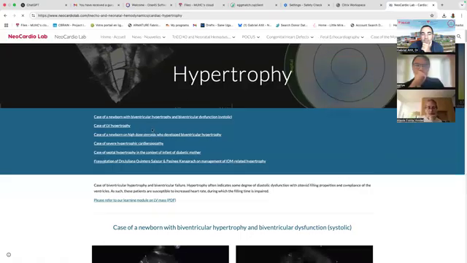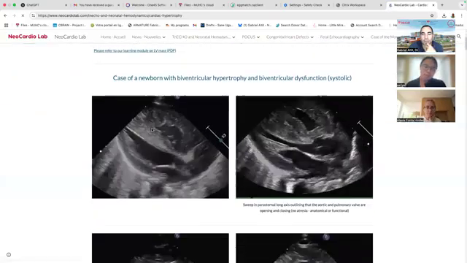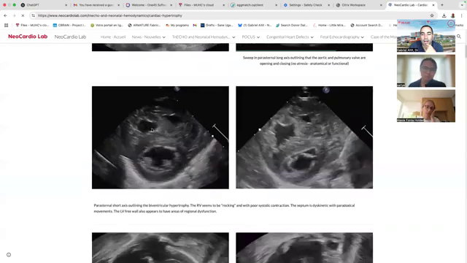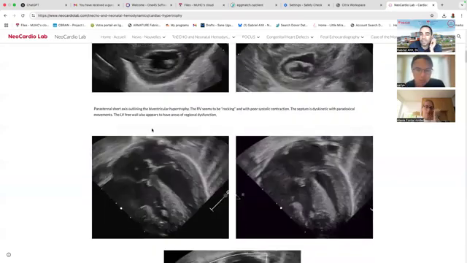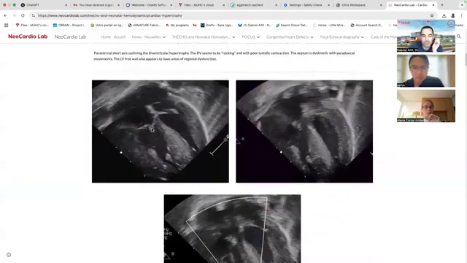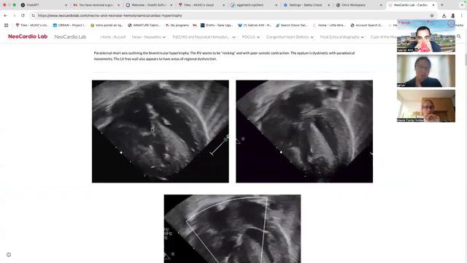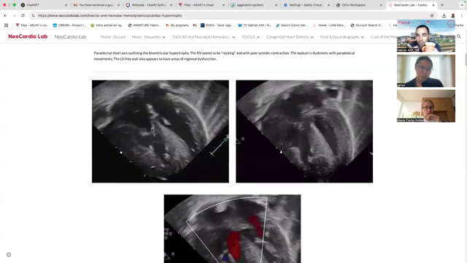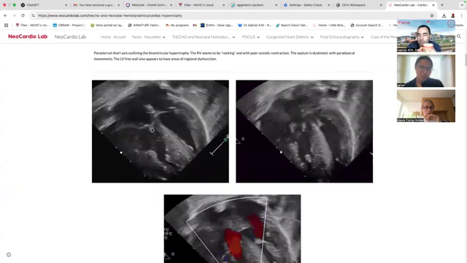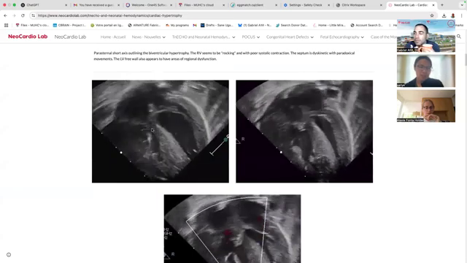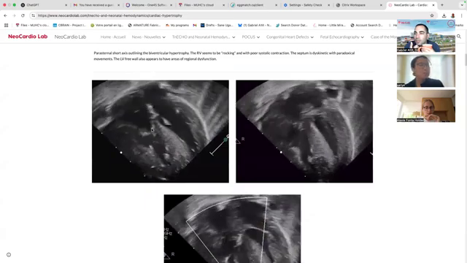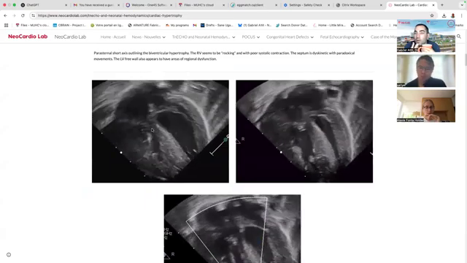Good. So we'll talk briefly about hypertrophy. What are potential causes of cardiac hypertrophy? IDM, so infant of diabetic mother. Genetic disease, like glycogen storage disease.